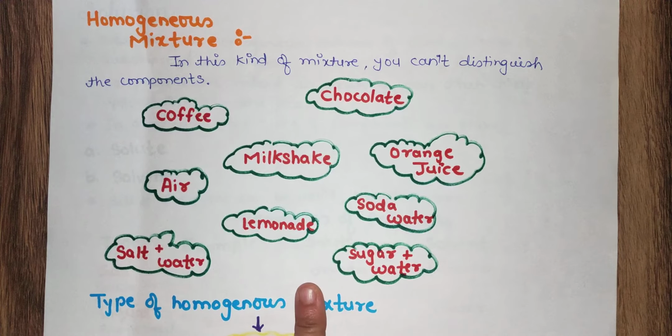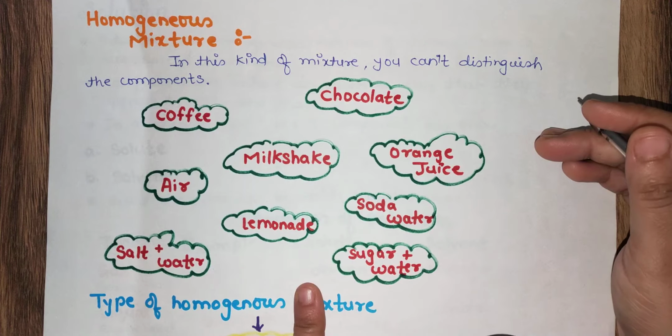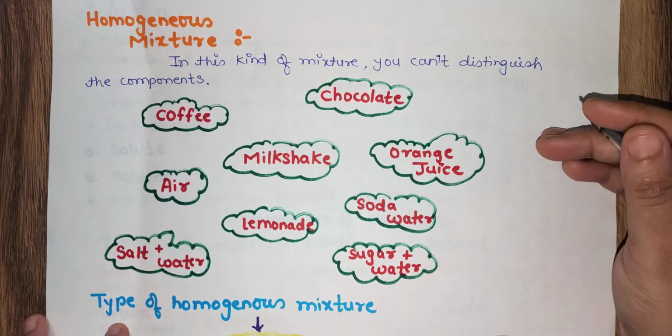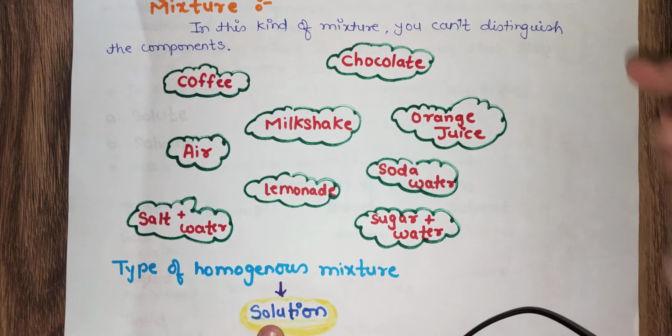In this we have learned a lot about homogeneous mixture and heterogeneous mixture. You can see that video in lecture number 1. Today we will go through a type of homogeneous mixture, that is solution.